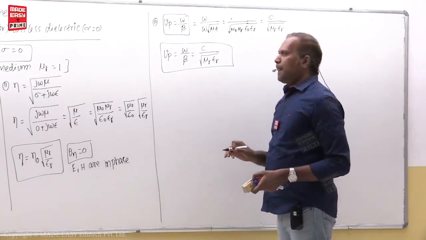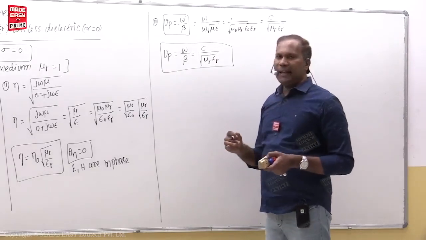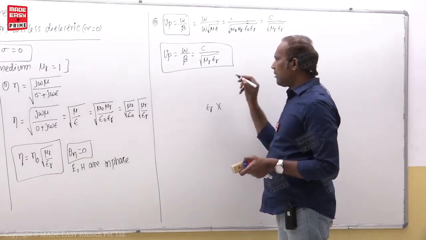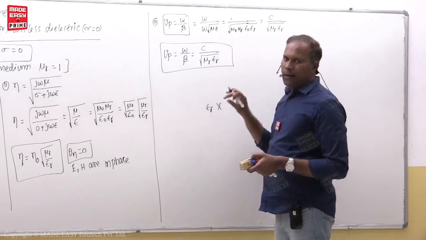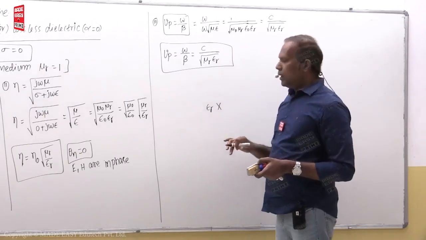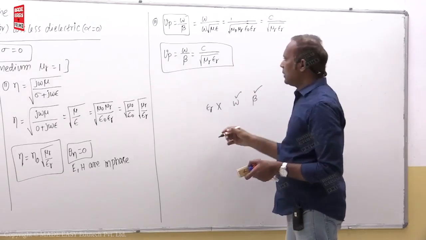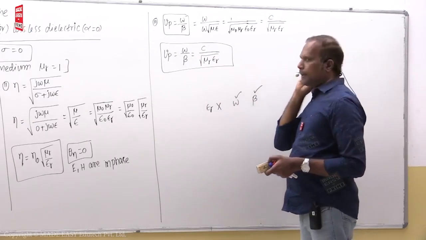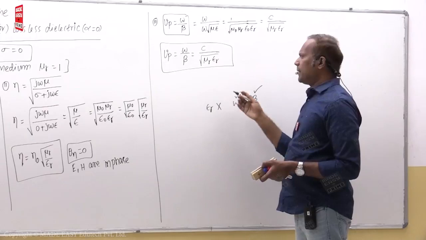I told you, in any exam question, if a dielectric medium is given and the epsilon r value is not given, then this is the formula used to find the epsilon r value. In this question, they give the omega value and the beta value. So substitute omega here, beta here. c is 3 into 10 power 8. For a dielectric medium, mu r is equal to 1. Then you can find epsilon r from that.